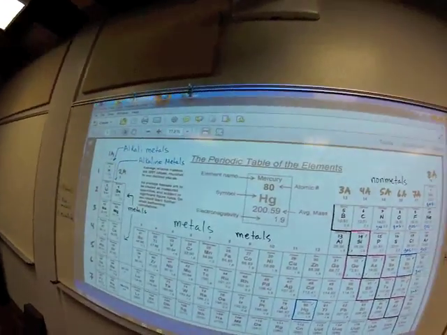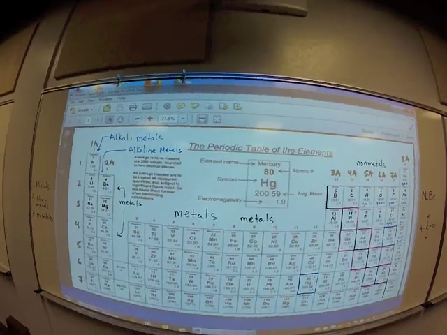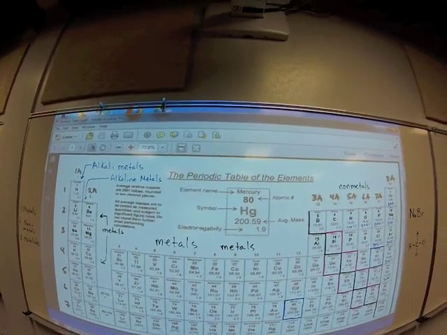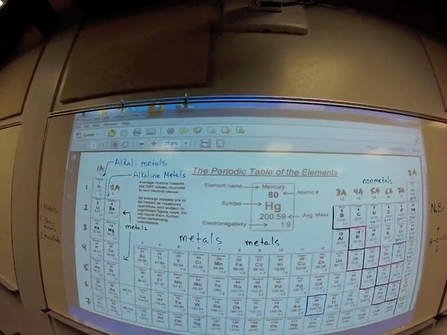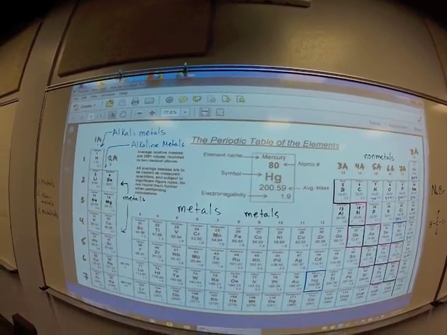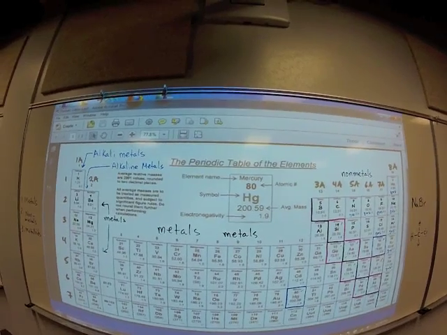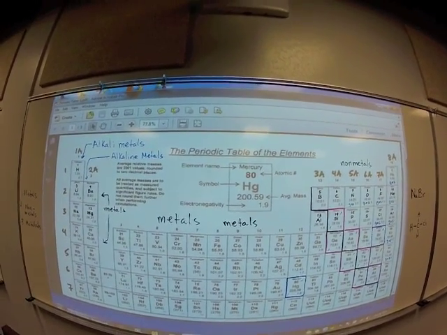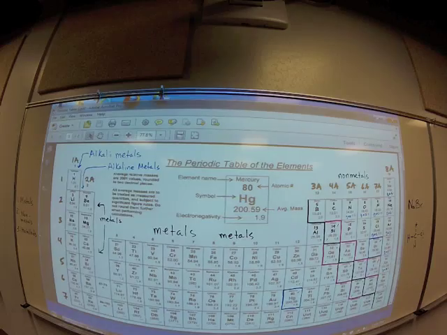Now, the next trend that I want to talk about, the last one actually, is called electronegativity. And this trend is easy to understand as far as applying the trend to the table, which I'll state in a minute. But it's a little bit harder to understand the definition of this particular concept.